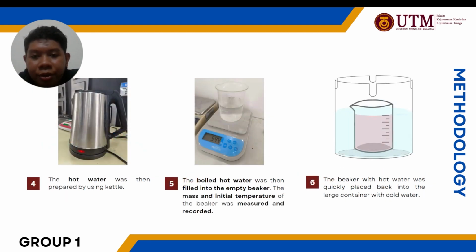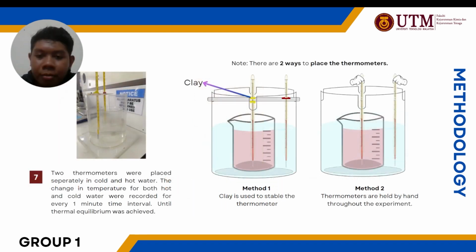Step 4. The hot water was then prepared by using a kettle. Step 5. The boiled hot water was then filled into the empty beaker. The mass and the initial temperature of the beaker were measured and recorded. Step 6. The beaker with hot water was quickly placed back into the large container with cold water. Step 7. Two thermometers were placed separately in the cold and hot water. The change in temperature for both hot and cold water was recorded at every 1 minute time interval. In this experiment, we use method 2 to get an accurate result.